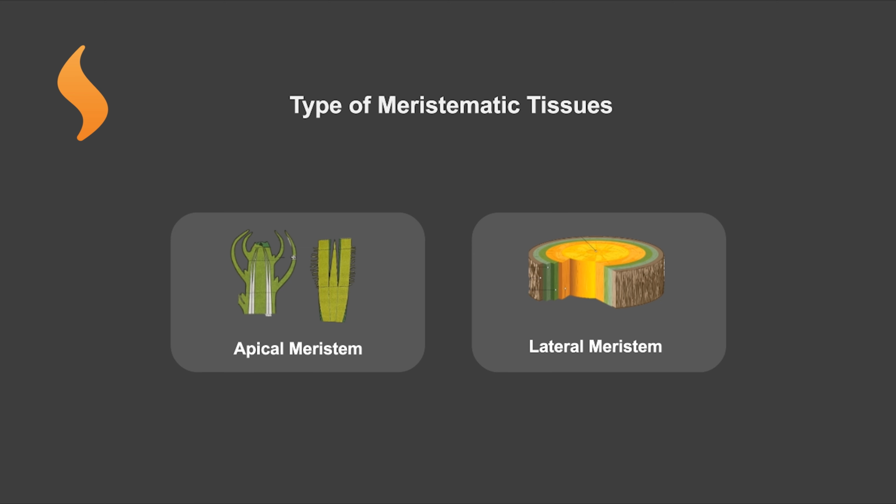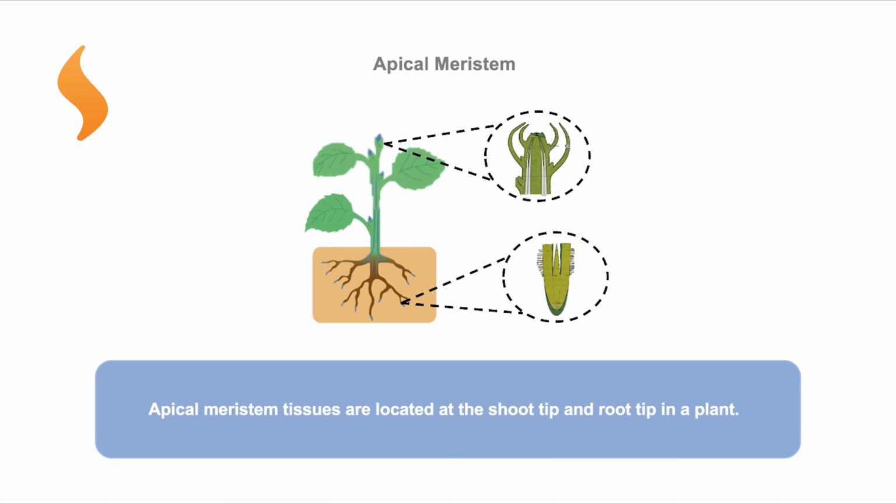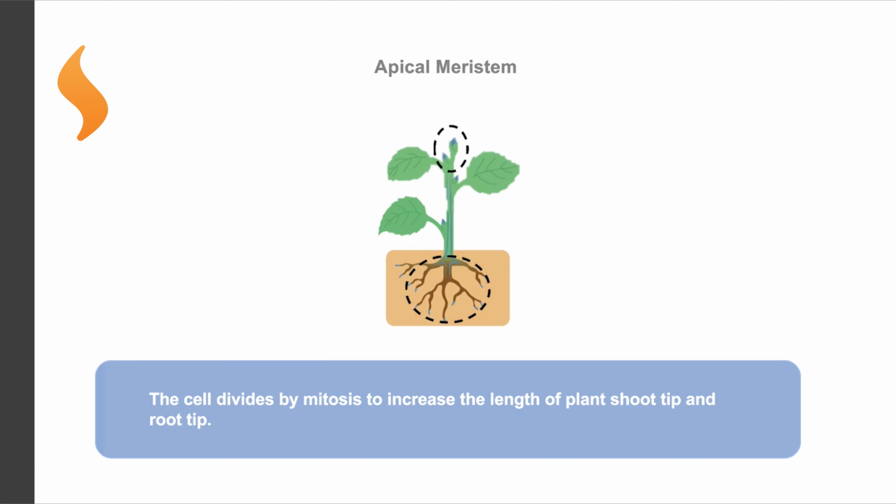The first type of meristematic tissue is apical meristem. Apical meristem tissues are located at the shoot tip and root tip in a plant. The cells divide by mitosis to increase the length of plant shoots and roots.